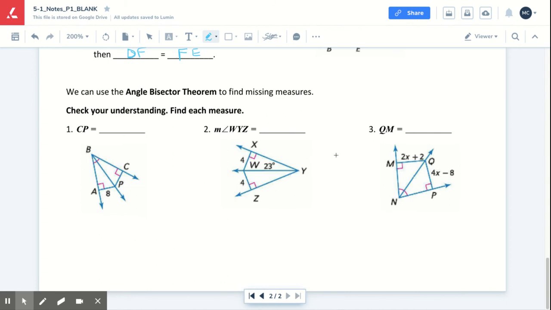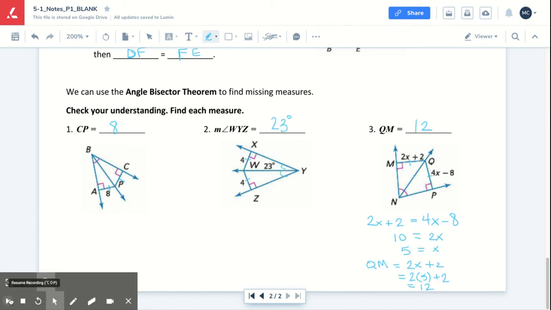All right, we can also use the angle bisector theorem to find missing measurements. So here we go. We've got CP is what we're looking for here. Actually, this would be a good place to pause the video again and try these three and see how you did, and then come back and I'll explain a little bit.